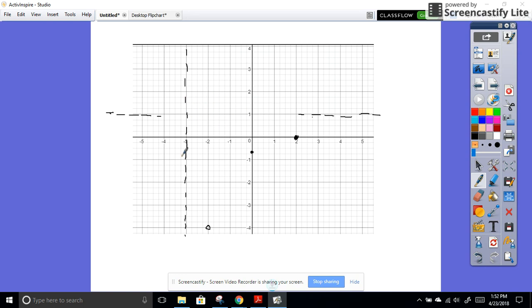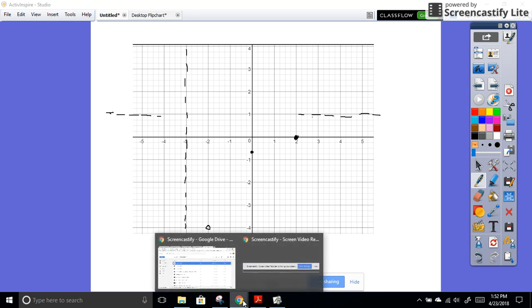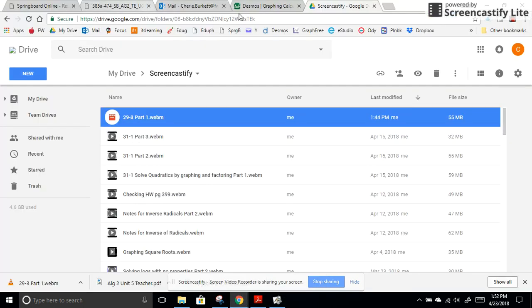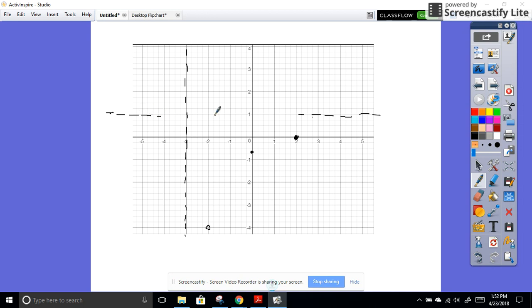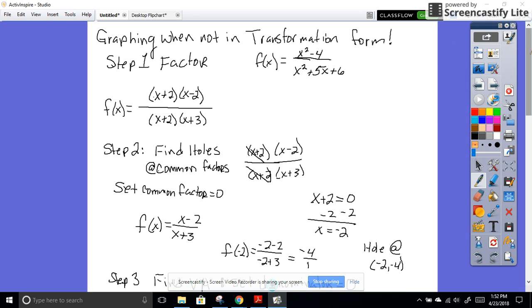I think it is. Remember, we graphed it on Desmos, so I don't think this one actually does cross in the middle. No, it doesn't. It is a true horizontal asymptote. So you can go ahead then and draw this one all the way across, but again, we just kind of cheated by looking.